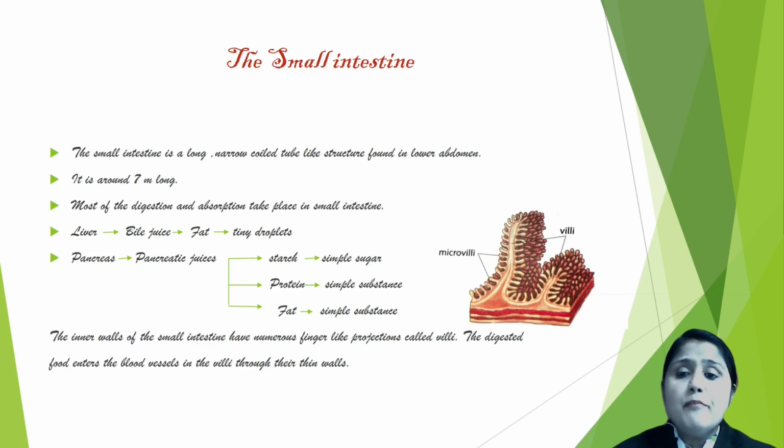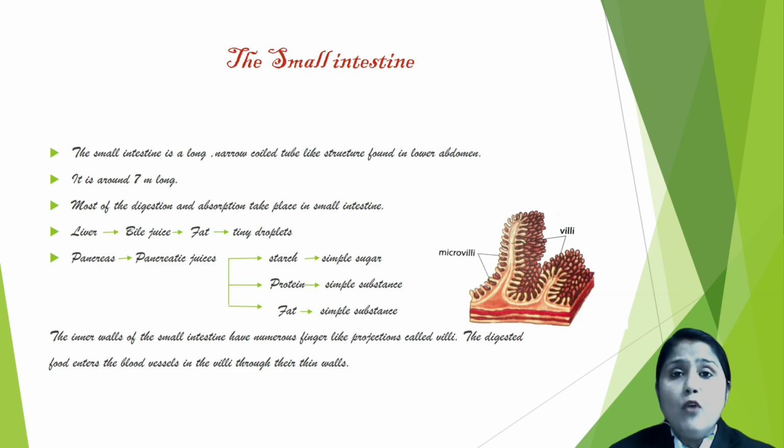We also have the pancreas. The pancreas secretes pancreatic juices, and these pancreatic juices convert starch into simple sugar. If we are taking protein in our food, then the protein is converted into a simple substance like amino acid by these pancreatic juices. If we are taking fat in our food, then these pancreatic juices convert the fat into a simple substance which can be easily absorbed by our body.